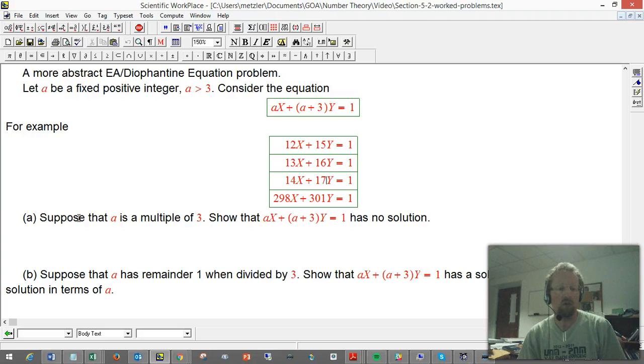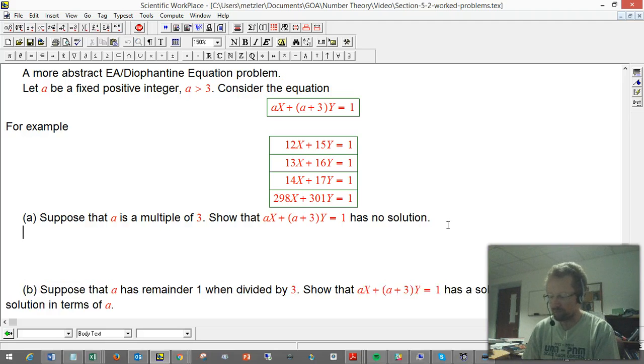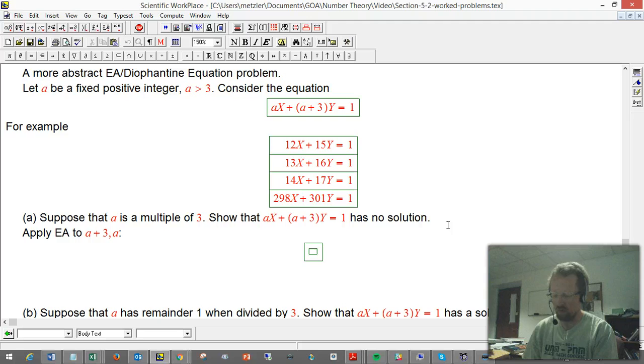So the first task is, suppose a is a multiple of 3, show that ax plus (a plus 3)y equals 1 has no solution. Okay, so there's various ways to do that, but we can always just hit it with the Euclidean algorithm. Apply the Euclidean algorithm to the pair a plus 3 and a. Doesn't take too long.